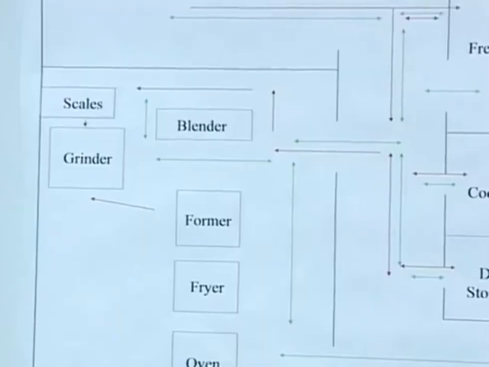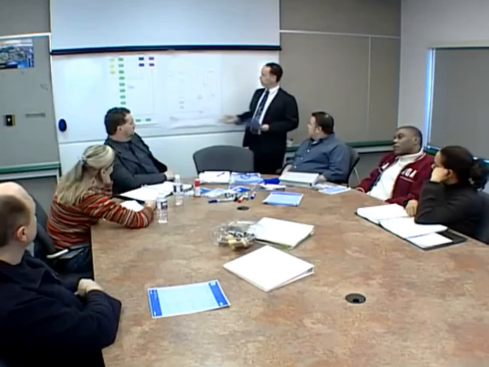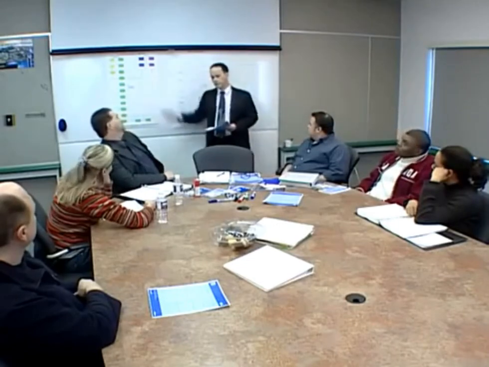Next, create a plant schematic. This helps identify rooms and their function, also product flow and employee traffic. This is very useful in identifying and assessing potential hazards such as cross-contamination. That's how we figure out where the problems could be.